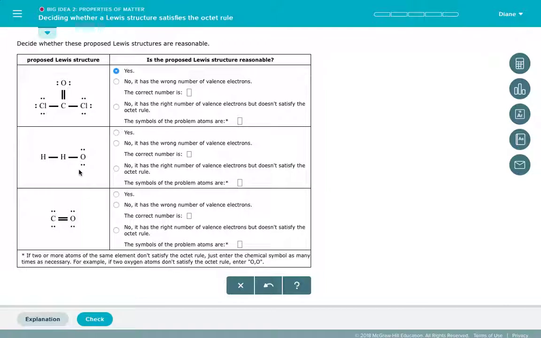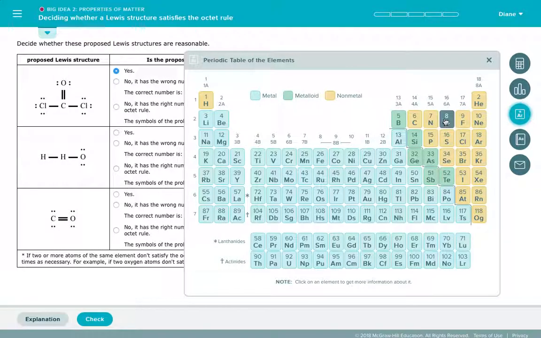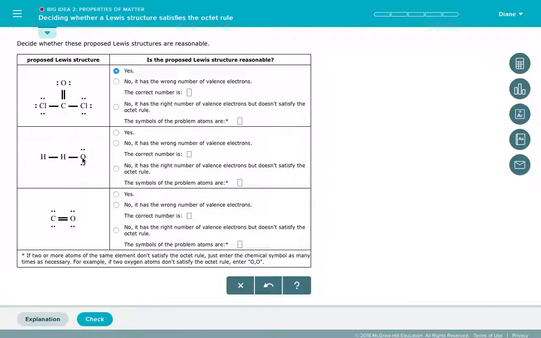Is there a right number of valence electrons? Again, I look at the periodic table. Oxygen has 6. Each hydrogen has 1. So 6, 7, 8. I should see 8 electrons represented. 2, 4, 6, 8. 8 are represented. It has the right number of valence electrons, but it doesn't satisfy the octet rule. Oxygen doesn't have 8. Hydrogen has too many. The symbols of the problem atoms are hydrogen and oxygen.